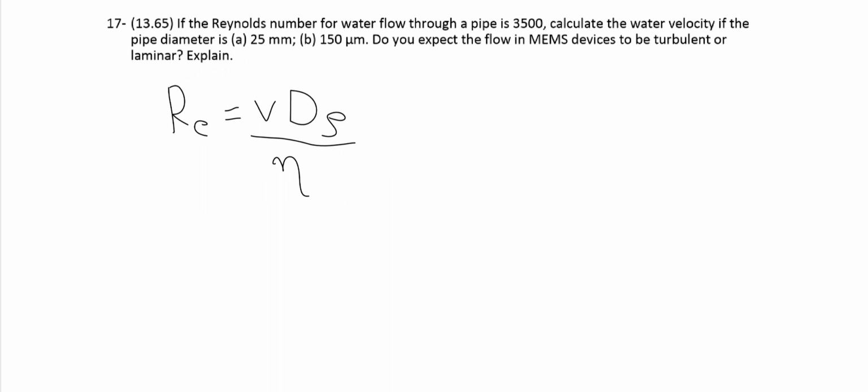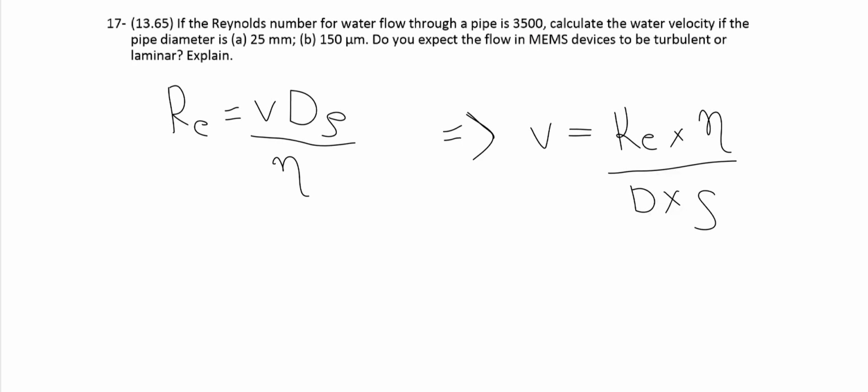So we have to manipulate this formula. And the version of that formula we obtain is the following. We get velocity is equal to Reynolds number multiplied by the viscosity of that fluid over the pipe diameter multiplied by the density of that fluid. And it looks like a couple of these values were already identified to us and others weren't, but we'll be able to pull these out very simply.